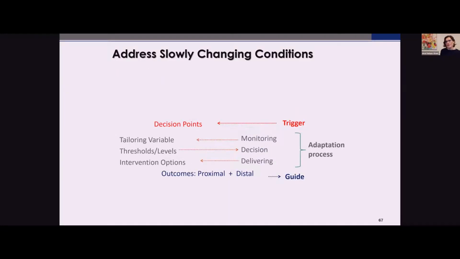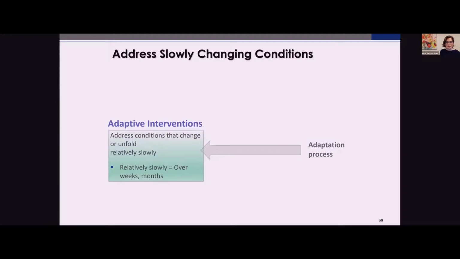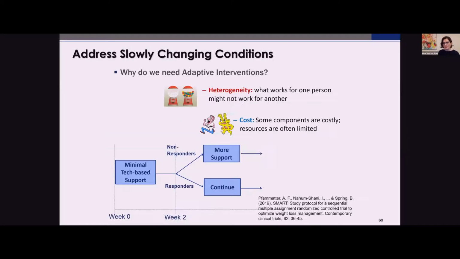All right, so these are the 5 elements of what we call standard adaptive interventions. Standard adaptive interventions are interventions that include an adaptation process that is designed to address conditions that change relatively slowly, meaning over a few weeks or a few months. But the question is, why do we need the adaptation, right? What's the point of all this? And there are many reasons why we should adapt interventions, but I want to focus on two primary reasons.